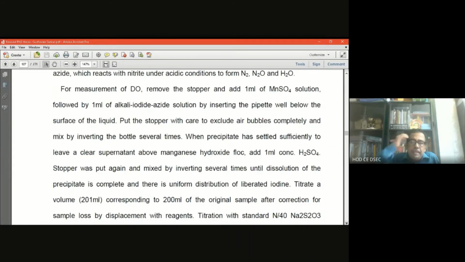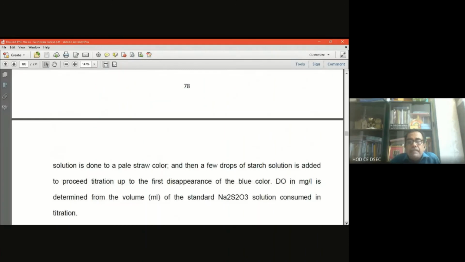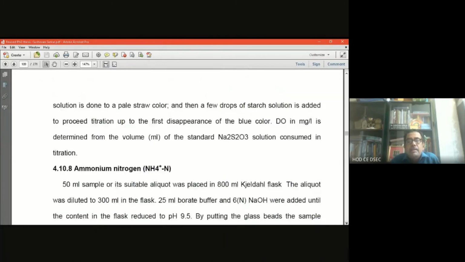So, in sequence: 1 ml MnSO4, then alkali azide, then sulfuric acid, then the final titration with starch solution as indicator and N/40 sodium thiosulfate, Na2S2O3, until the blue color disappears, which finally gives the DO, dissolved oxygen, in water. This is very, very important in determining the BOD. The same procedure can be followed, because BOD is nothing but the biochemical oxygen demand, which is also a process of determination of oxygen demand like DO. So the same process can be followed in the determination of BOD also.